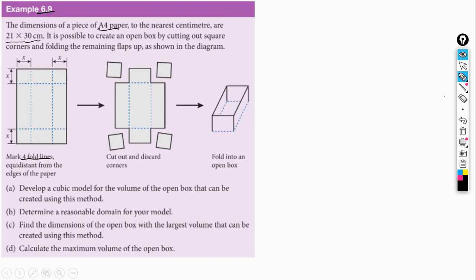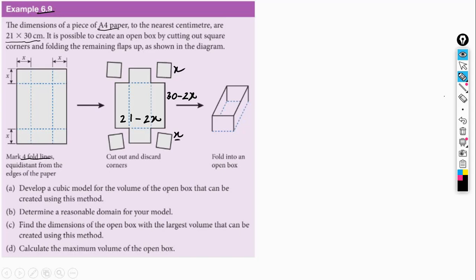So whatever x is, notice that the length is now going to be 30 minus 2x, right? Because if this is x and this is x, then we're going to be left with 30 minus 2x. Likewise, for the width, we can say that the new width is going to be 21 minus 2x. And then the height is simply going to be x.